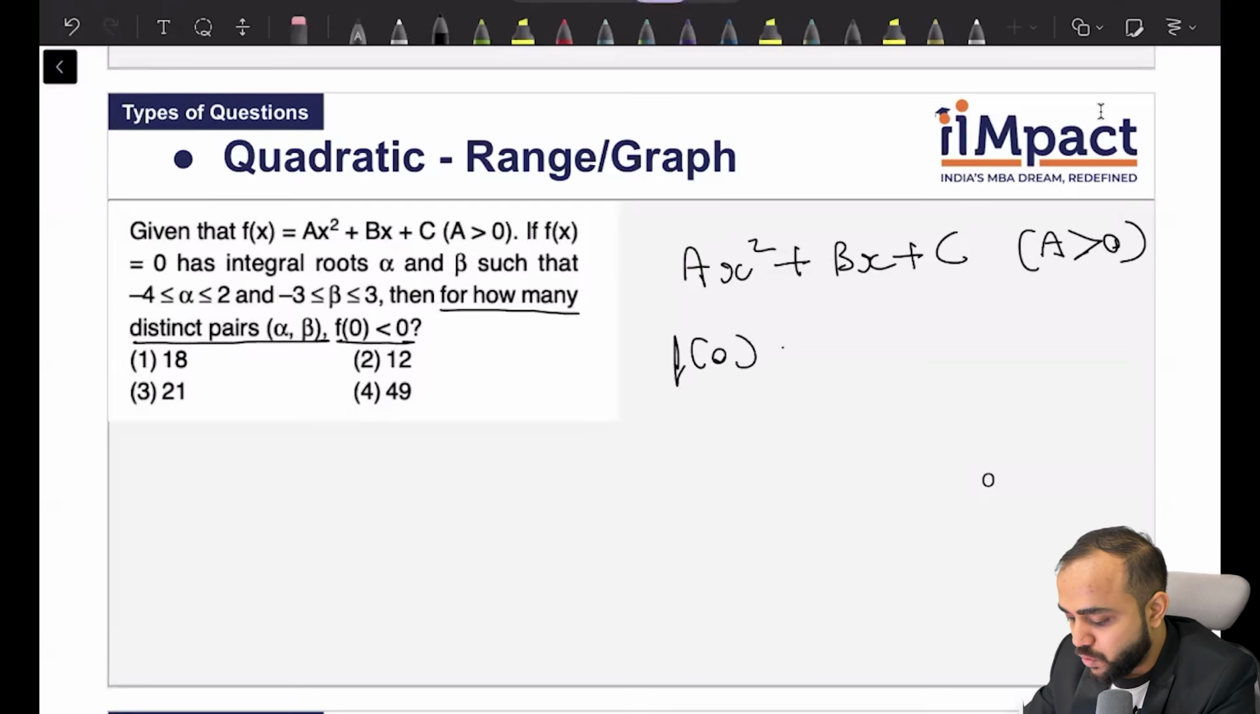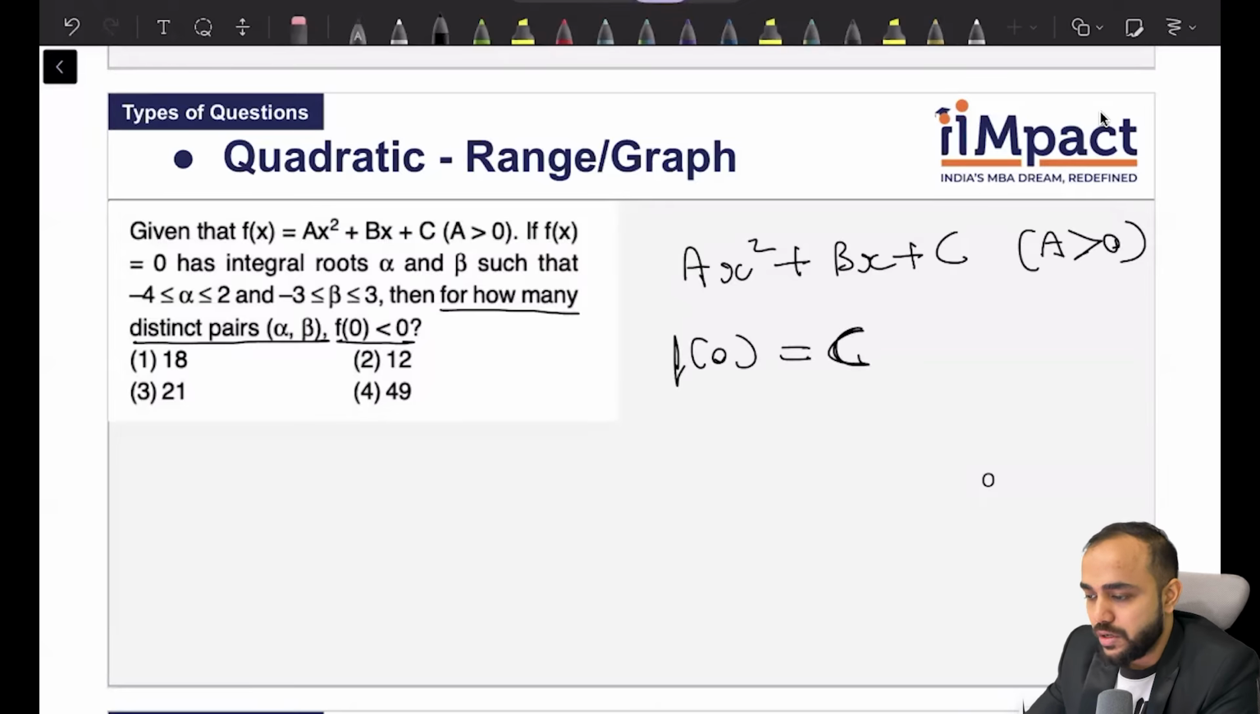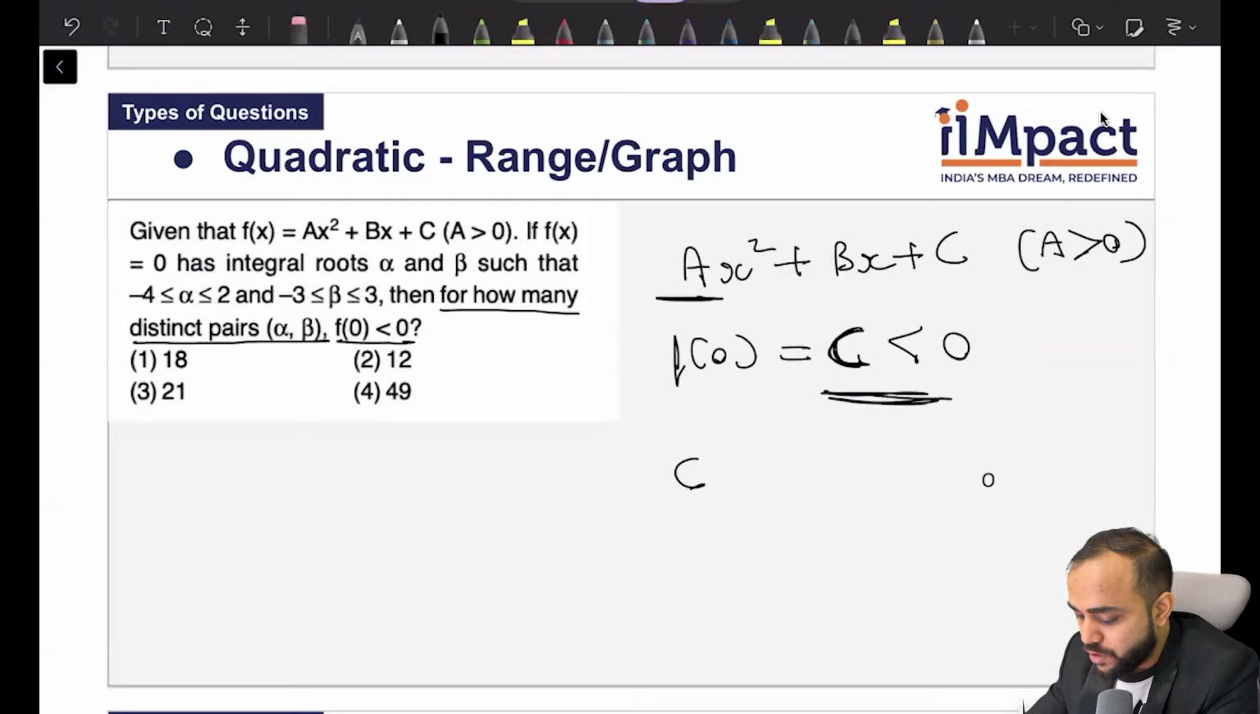If I put x equal to 0, I will get c as my output. Wasn't c the intercept? They're talking about the intercept, right? They want the intercept to be less than 0. So you want this to be less than 0. Now, if c is less than 0 and a is already greater than 0, would c by a become negative? A negative number divided by a positive is going to be negative.